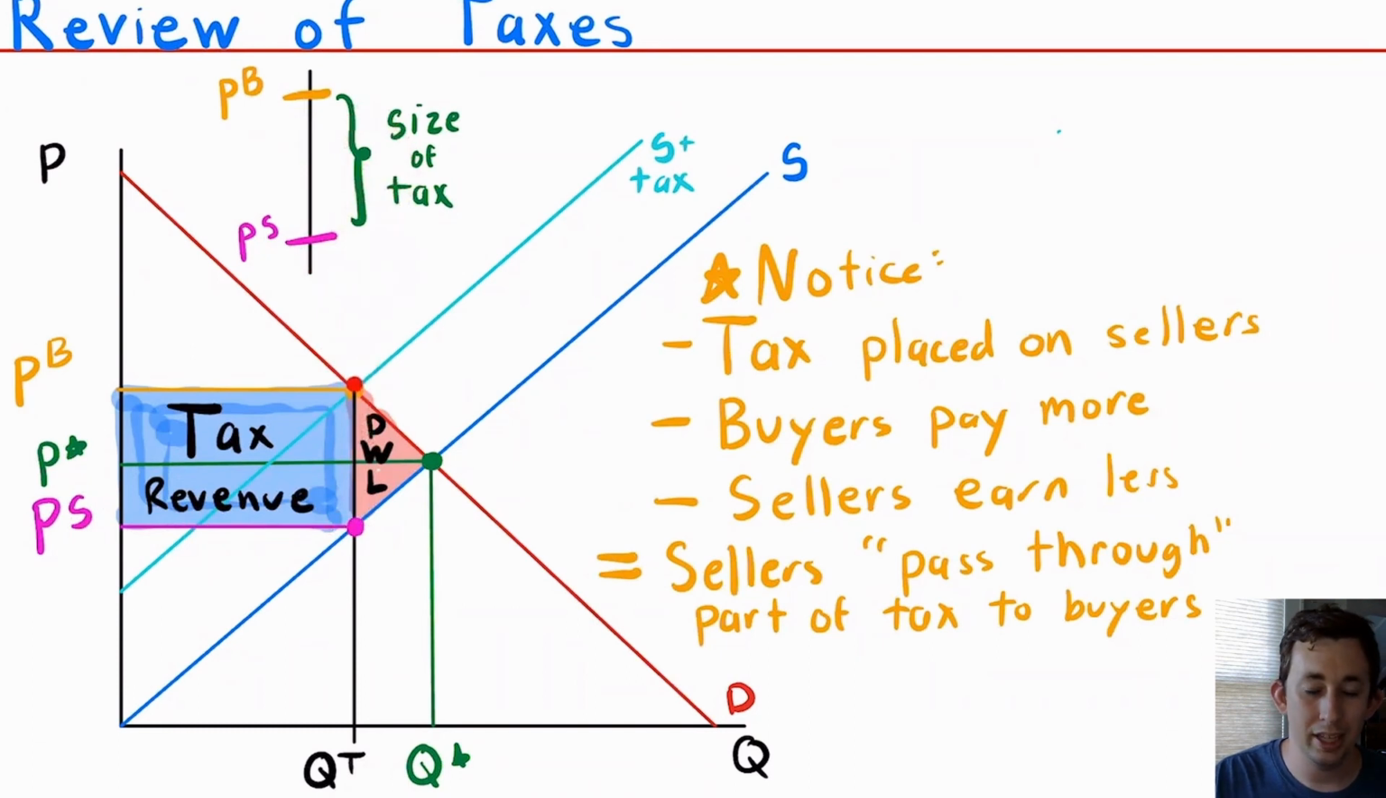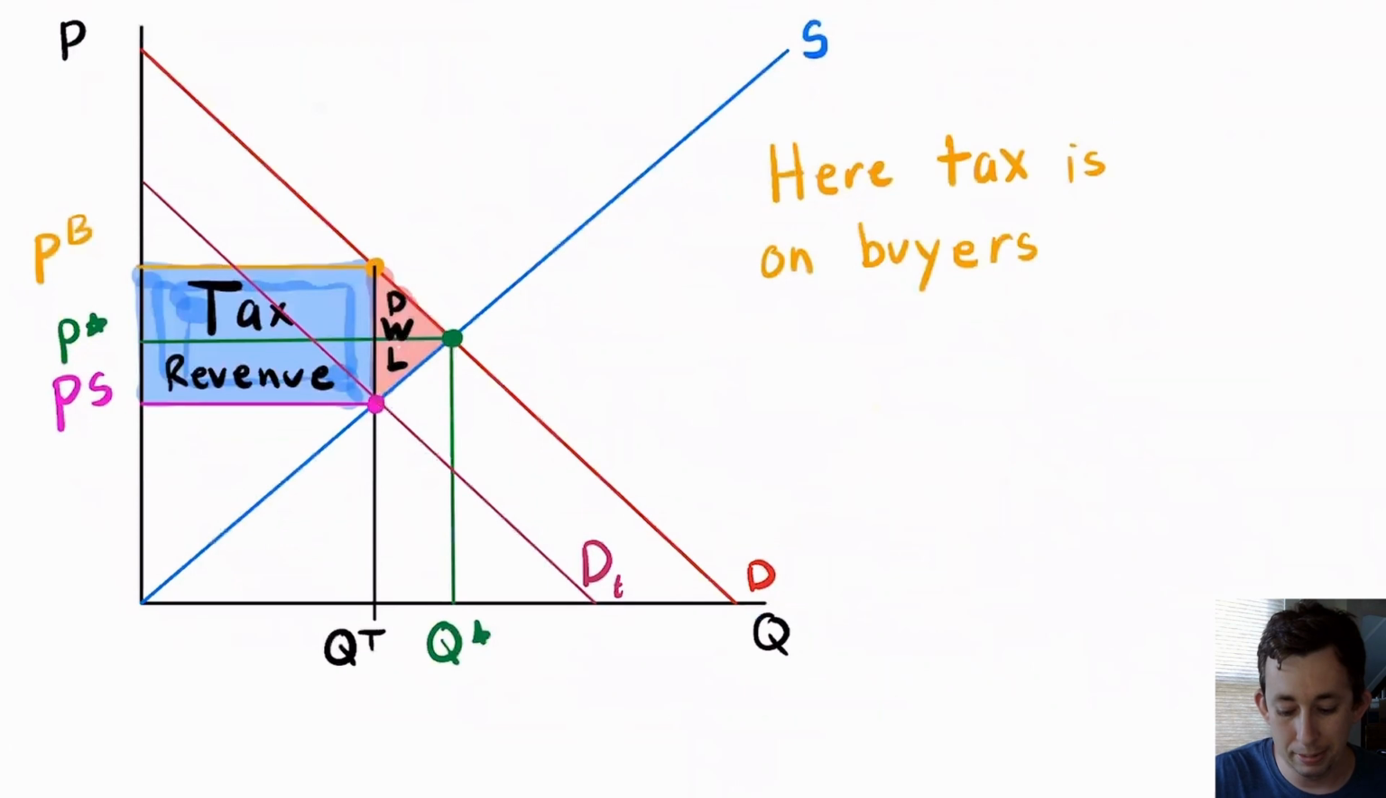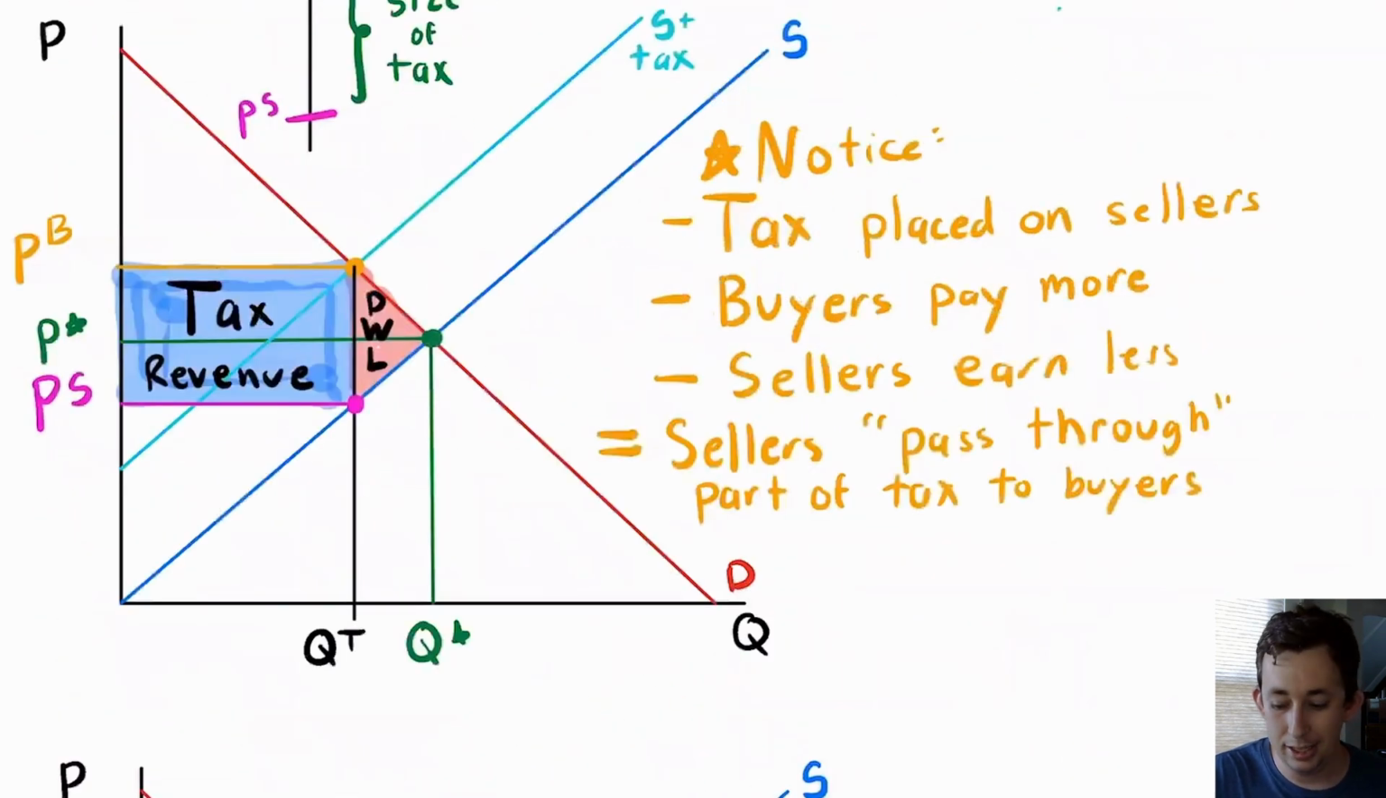So automatically, without even knowing what the exact number is, I know that the difference between this orange dot and this magenta dot is the size of the tax. Now, I'm going to argue that no matter who we put the tax on, it's not going to matter. How do I see that? Well, if I put the same tax on buyers instead of sellers, we're shifting the demand curve in, and notice the rest of the picture looks exactly the same, whether or not we're taxing sellers or buyers. That's because if we place it, say, on sellers, the sellers are going to pass through part of the tax to buyers because they are not going to swallow the entire tax themselves. They're going to make the buyers pay it with higher prices.